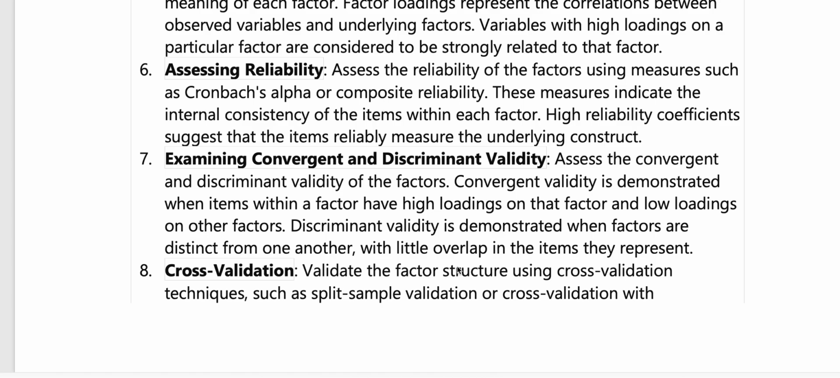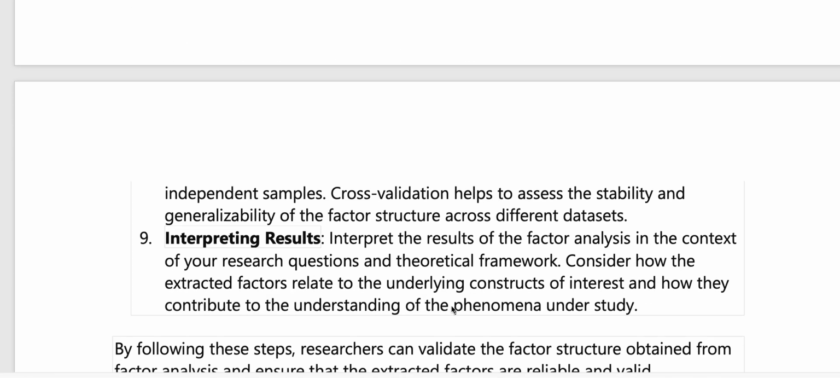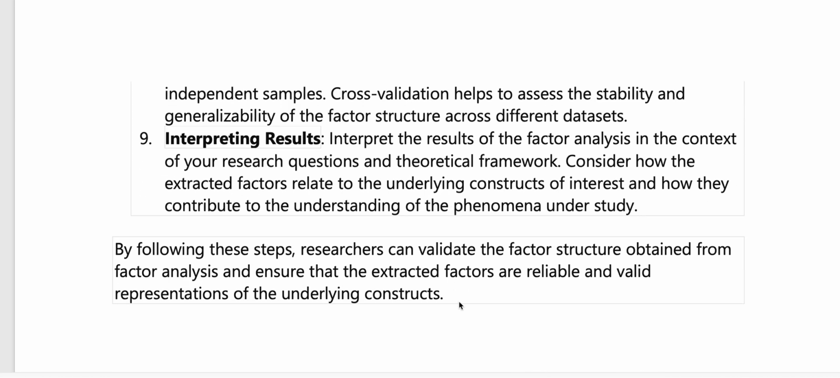Cross validation. Validate the factor structure using cross validation techniques such as split sample validation and cross validation with independent samples. Cross validation helps to assess the stability and generalizability of the factor structure across different datasets. Interpreting results. Interpret the results of the factor analysis in the context of the research question and theoretical framework.